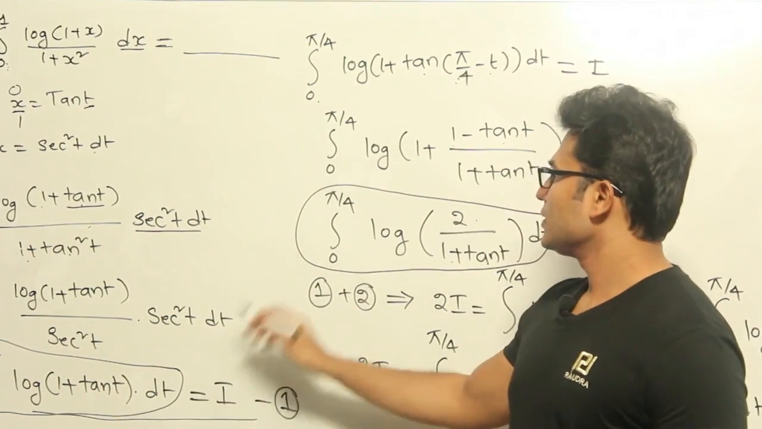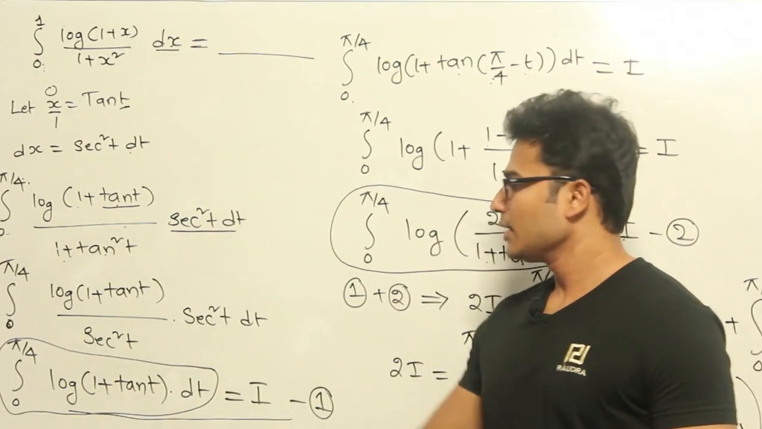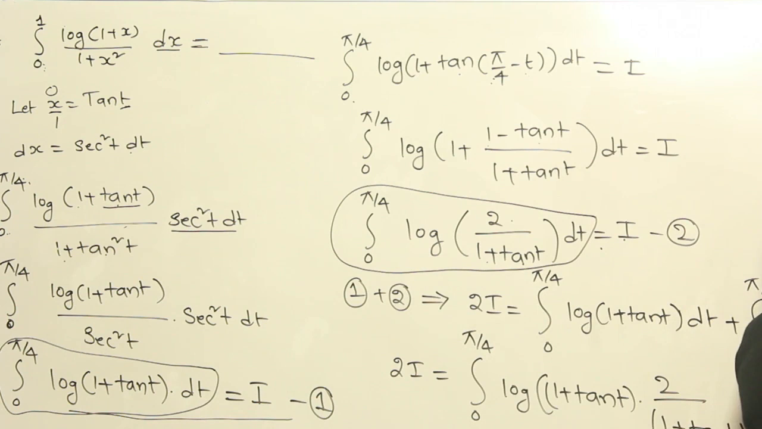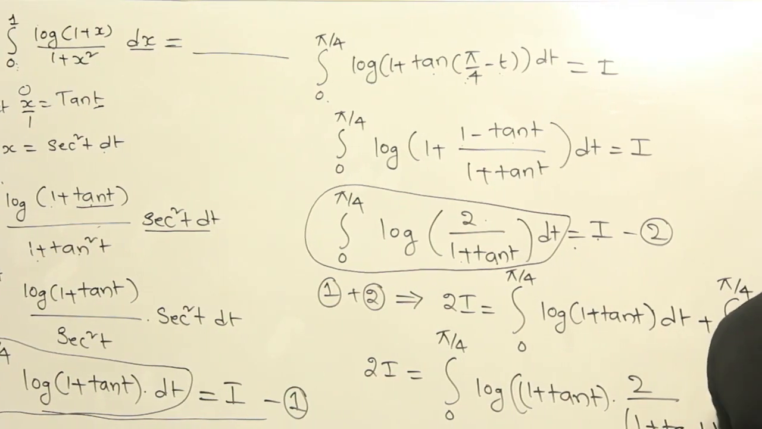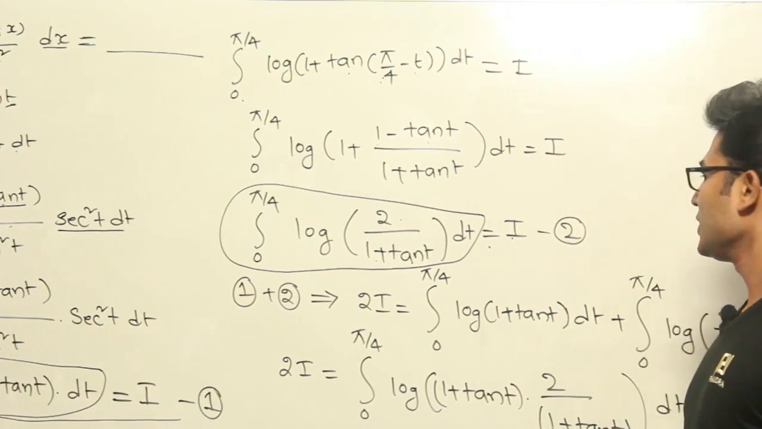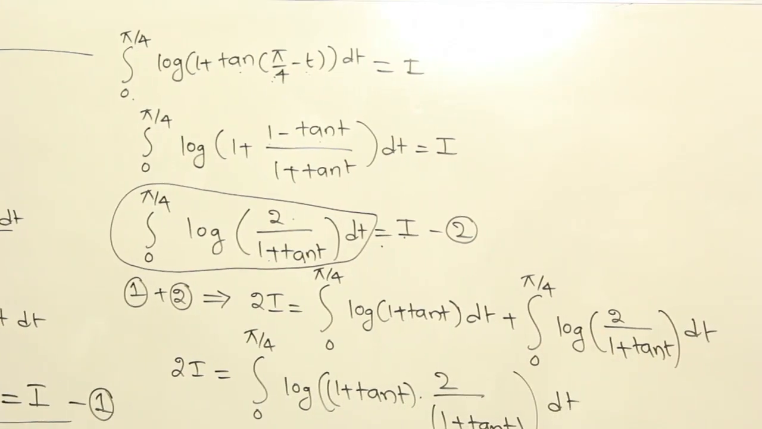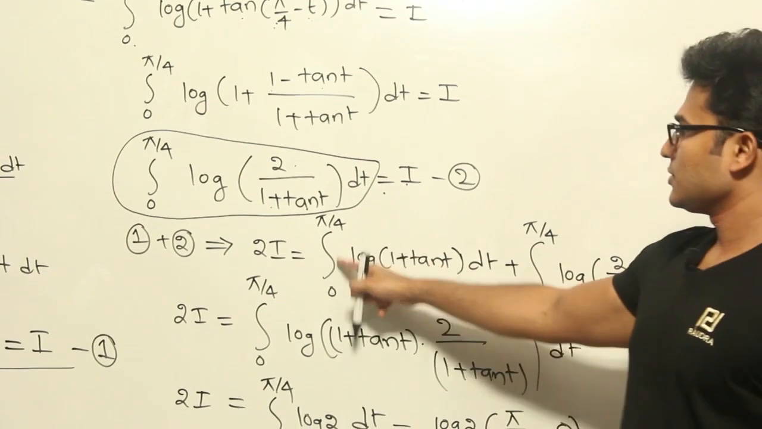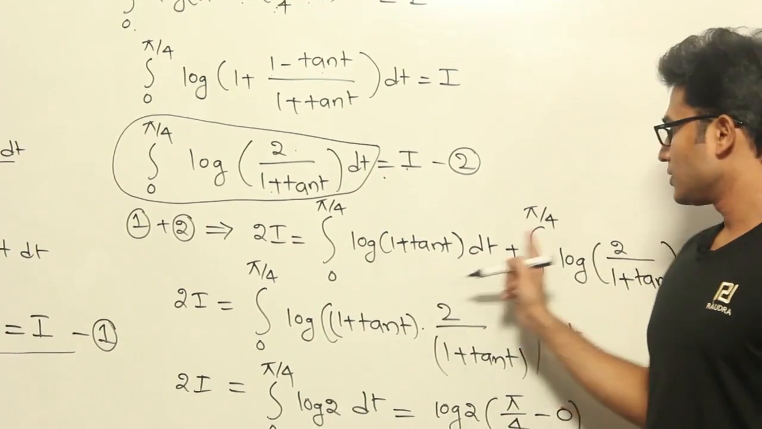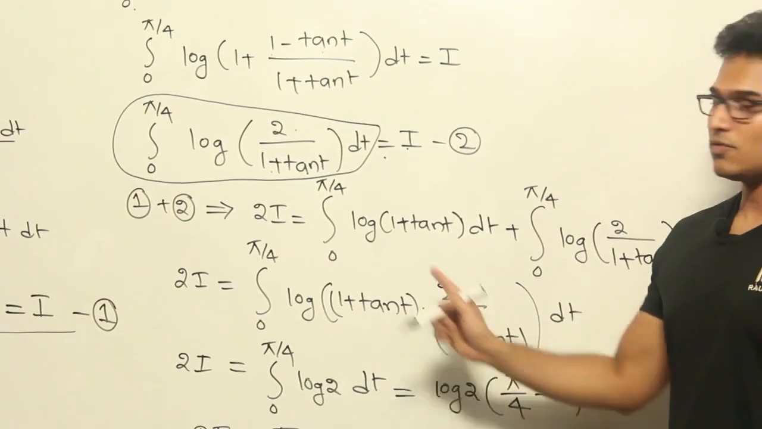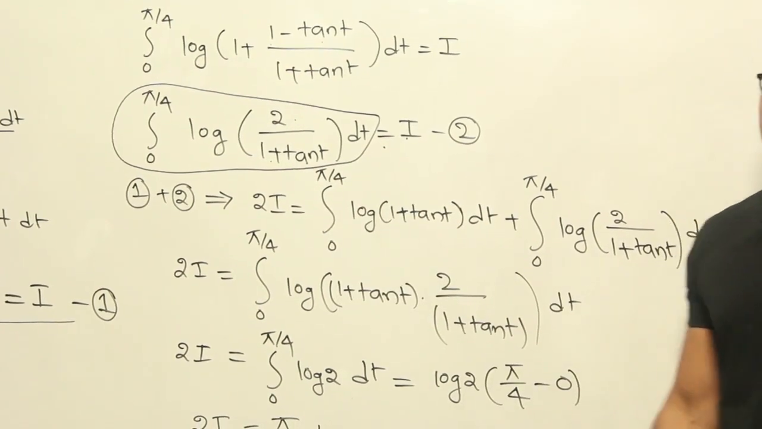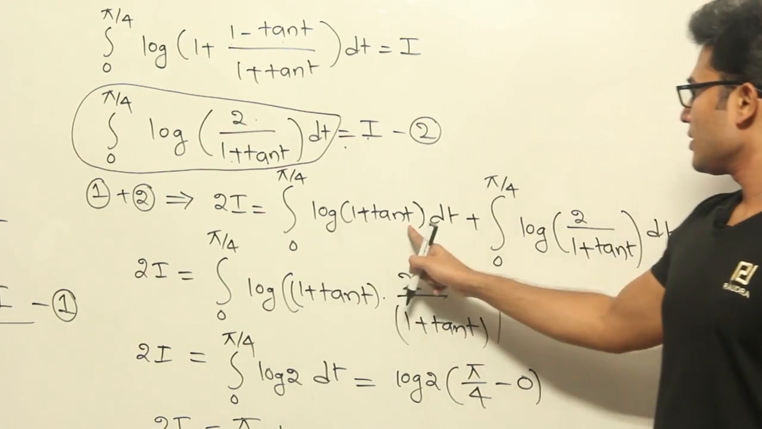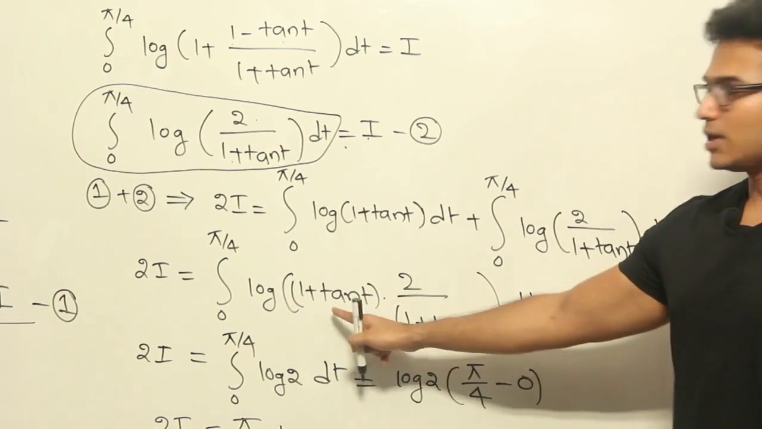Now both are having integral 0 to pi by 4 only, right? So this one is having log something and this one is having log something. Now whenever I have log a plus log b, I can write it as log ab. Now when I combine these two, I can write it as log ab. Why? It is integration from 0 to pi by 4 and it is also integration from 0 to pi by 4. So for both of them combinedly I can apply integration from 0 to pi by 4, and now log a into b.